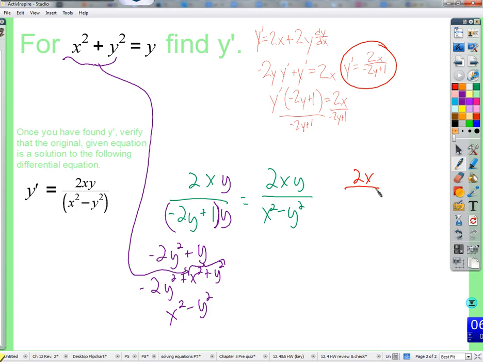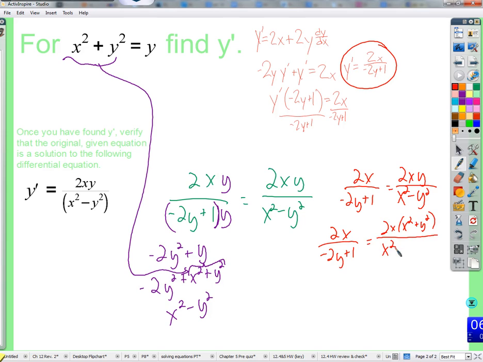We had 2x over 2y plus 1. You said instead of multiplying by y? Instead of the y on the top, you change that to x, or no, instead of this, on the other side, yeah, that maybe y. Maybe that. You should put it in that, so then you can. Let's see if maybe we can make that work. 2x times x squared plus y squared over x squared minus y squared.